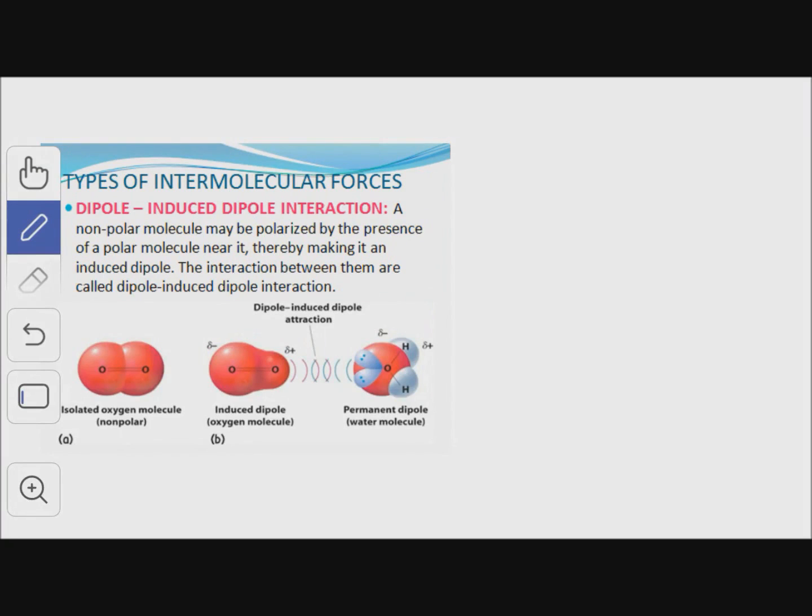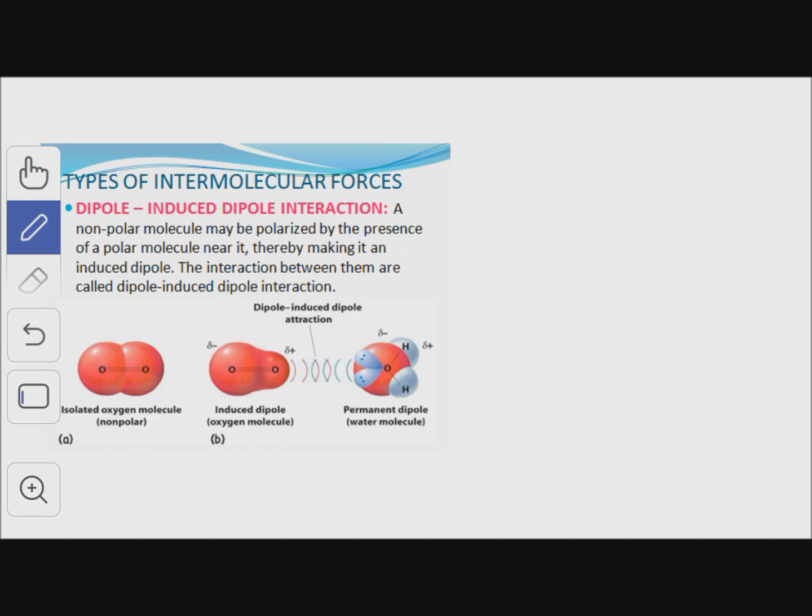Next type of intermolecular force is dipole-induced dipole interaction, in which a non-polar molecule may get polarized by the presence of a polar molecule near it, which makes an induced dipole. And the interaction between dipole and induced dipole is called dipole induced dipole interaction. Let us understand this with an example.